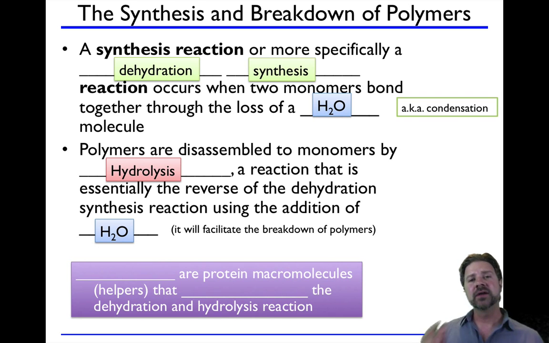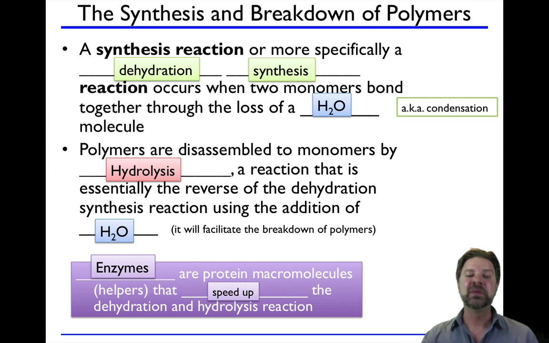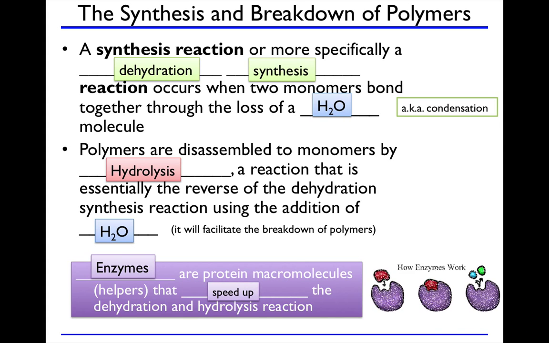Now, there's also going to be a cast of helpers that are going to allow certain things to happen in the body faster, and those are called enzymes. Enzymes are protein macromolecules, they're helpers, that are going to speed up the dehydration and hydrolysis reactions.